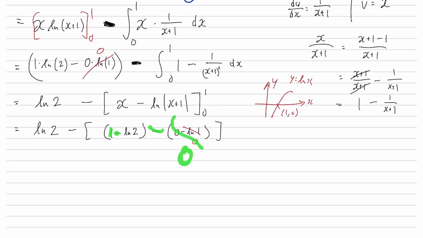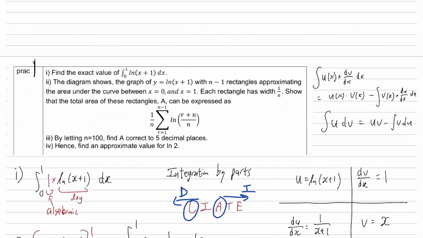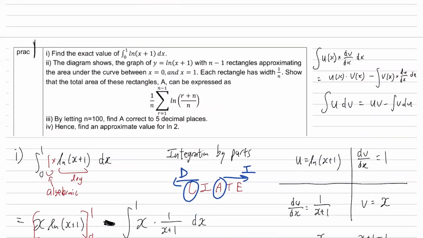This is 1 minus ln2, but there's a minus in front. So you bring it in front, what do you get? ln2 minus 1 plus ln2, which is just 2 ln2 minus 1. Can? 2 ln2 minus 1, okay? Okay. Good, moving on. Now this is just part 1, integration technique. Now part 2 is the one that we're focusing on.